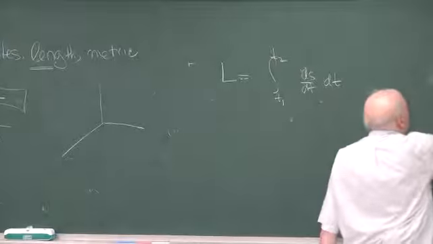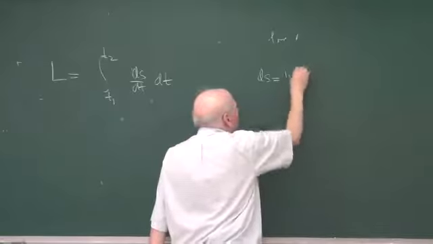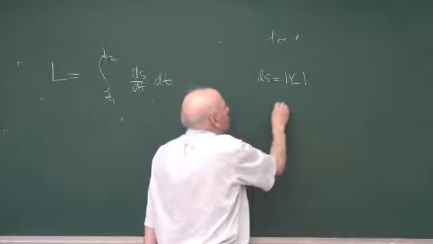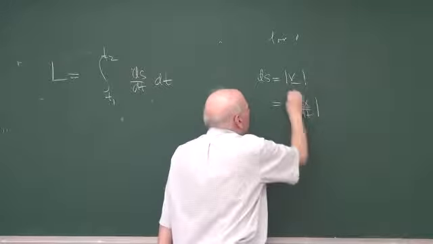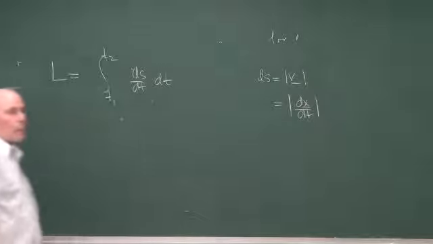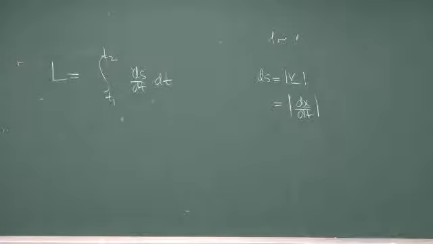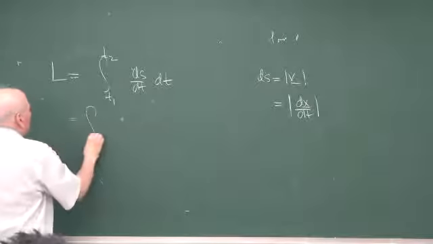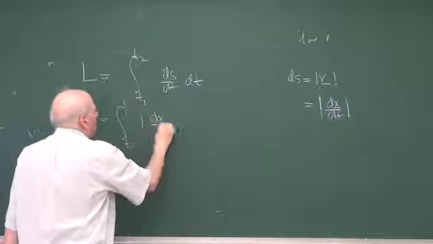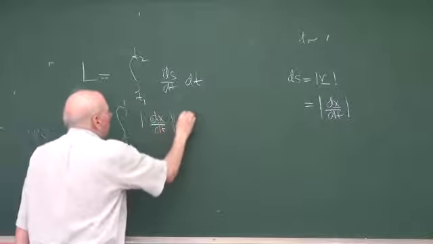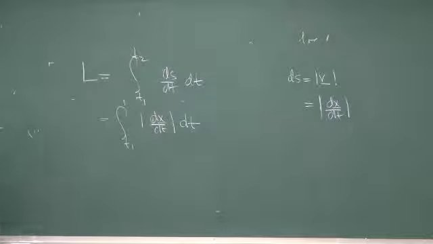Okay, but we know ds/dt is the magnitude of what we call the velocity, which is dx/dt. So now x was a point on the surface. So the integral of the magnitude of dx/dt dt, from t1 to t2. Not very fancy.